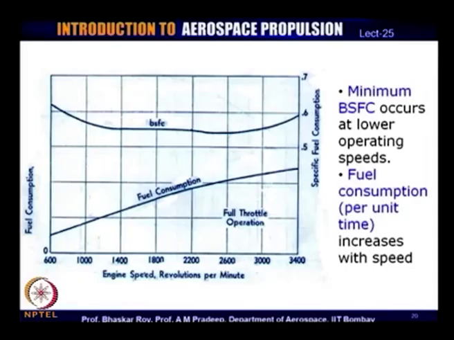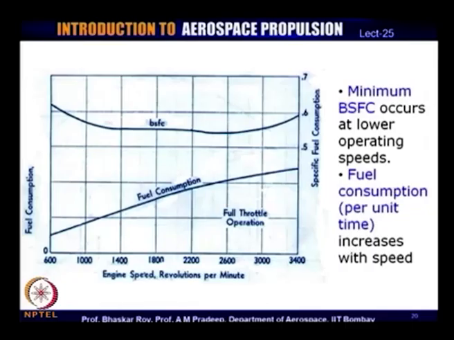BSFC is the unit fuel consumption per unit power, and is indicative of the efficiency. It reaches some kind of a low plateau somewhere in the speed range over here in this particular engine that is being shown. It reaches a low value over here. At lower speeds, it actually has a higher BSFC. At high speeds, again it starts going up, and BSFC is no more the lowest.